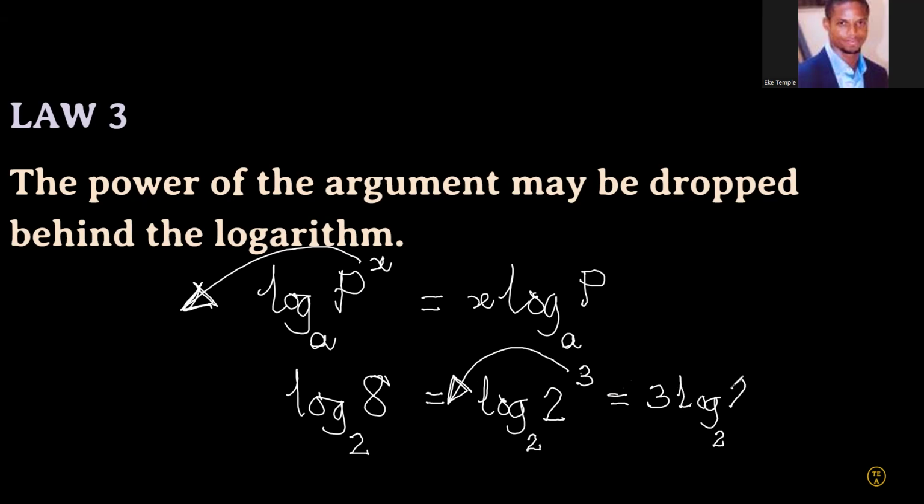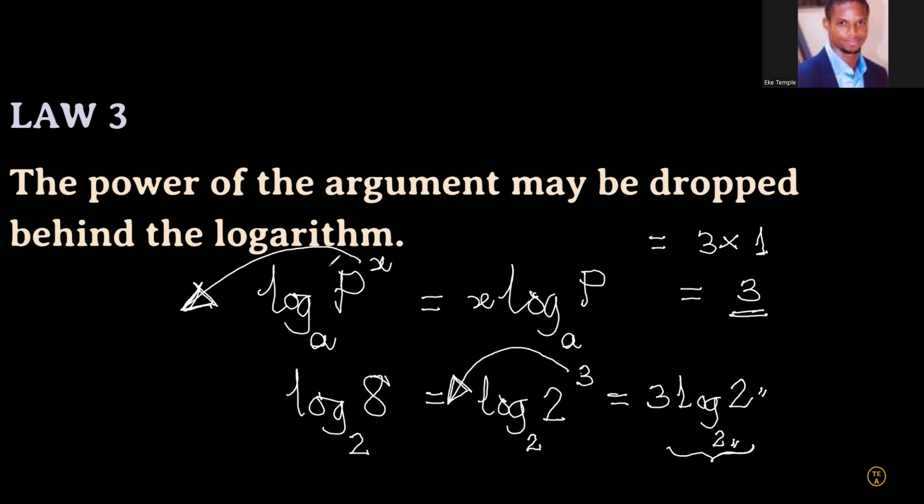And now get ready to apply another law. The argument and the base are the same here. Base 2, the argument 2, which means this combination represents 1. So we proceed: this will be 3 multiplied by 1, same base, same number gives us 1. And 3 times 1 will give us 3. So it's the way to apply the law.